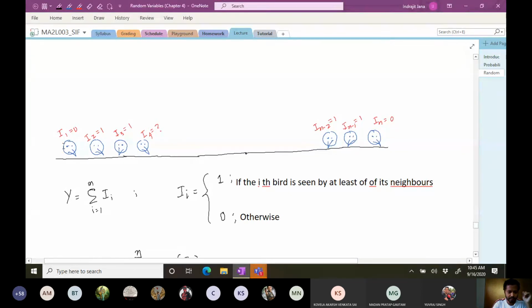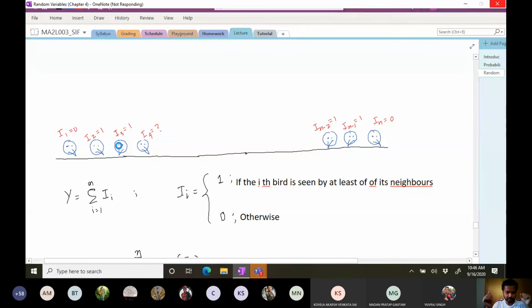For example, the first BART is not seen by anyone. Actually, it has only one neighbor. Therefore, I put I1 is equal to 0. The second BART is seen by its neighbor, the first BART. Therefore, I2 is equal to 1. The third BART has two neighbors, the second and the fourth, and is seen by one of them, the second BART. Therefore, I3 is equal to 1. Although the fourth BART is not looking at the third, it doesn't matter. If at least one of the neighbors is looking at it, we say this BART is seen by its neighbor.